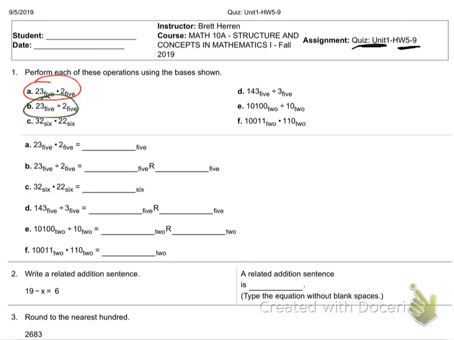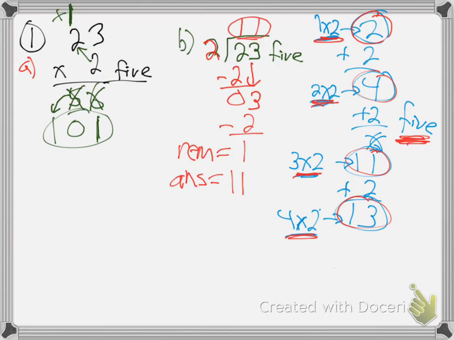All right, let's go on to part C. We're multiplying 32 times 22 base 6. Okay, here we go. Base 6 multiplication. 2 times 2 is 4. 2 times 3 is 6. Never going to have a 6 in base 6. That'll be 1, 0. Won't it?